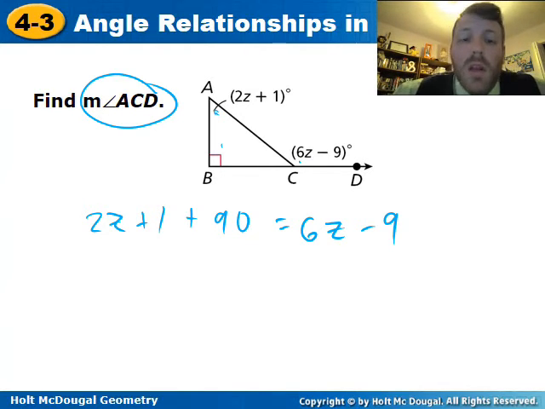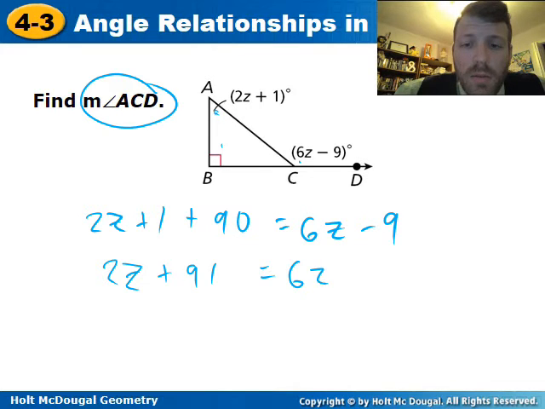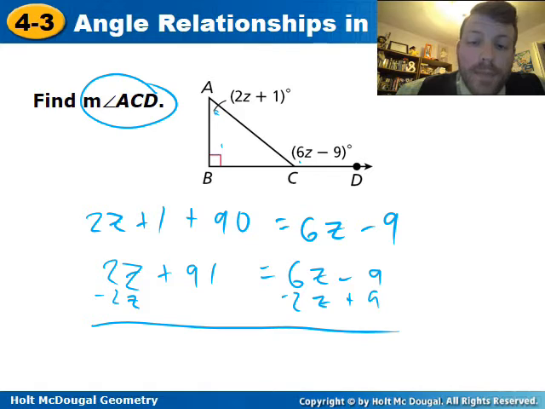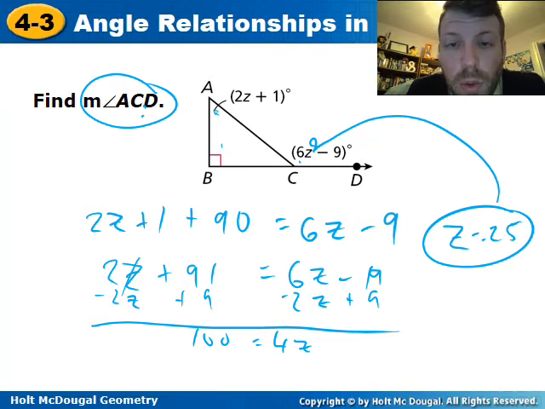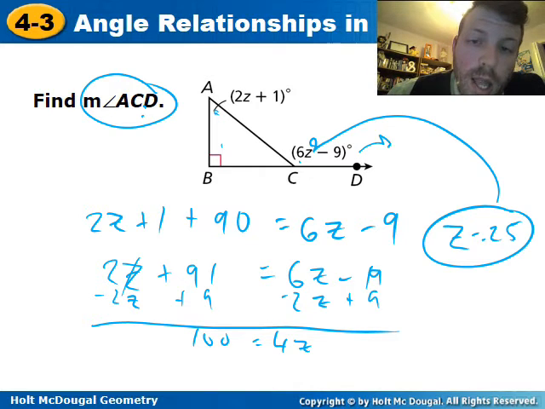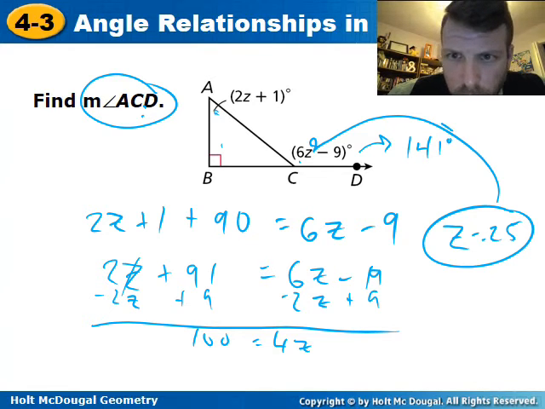All right, I'm going to combine like terms, and I have 2z plus 91 equals 6z minus 9. I'm going to subtract 2z, and I'm going to add 9. And what's going to happen is I'm going to have 100 equals 4z, which makes z equal to 25. But again, I'm not done. I have to make sure I find the angle that I'm looking for, so I plug that back in. I do 25 times 6 minus 9, and that angle should be 141 degrees.